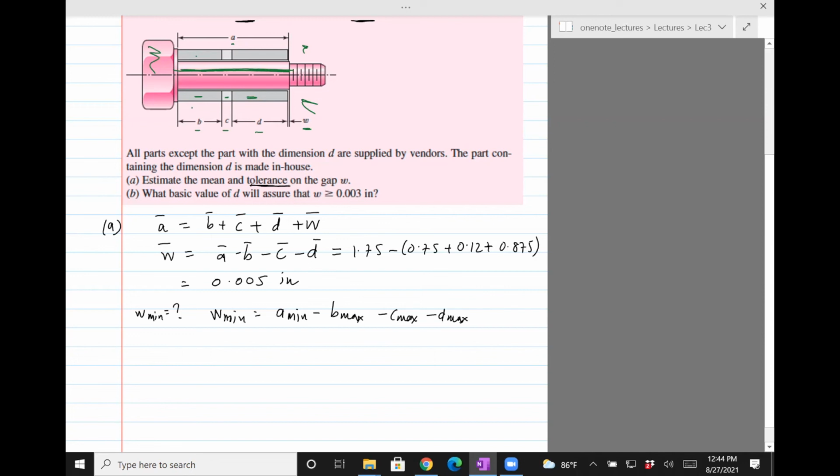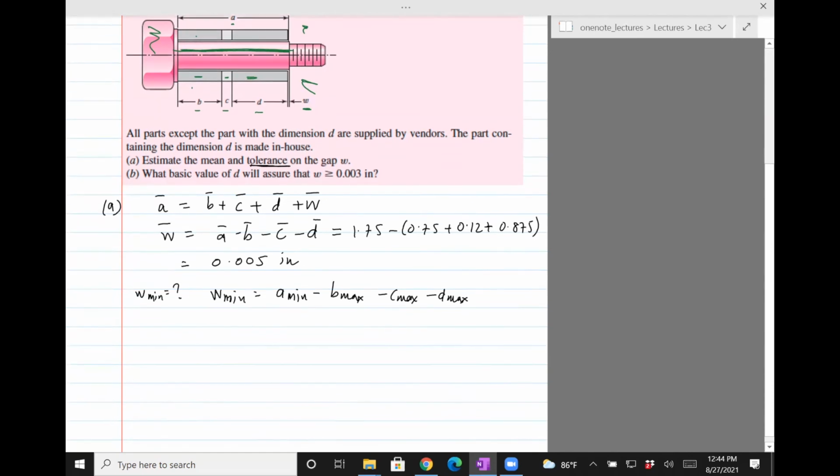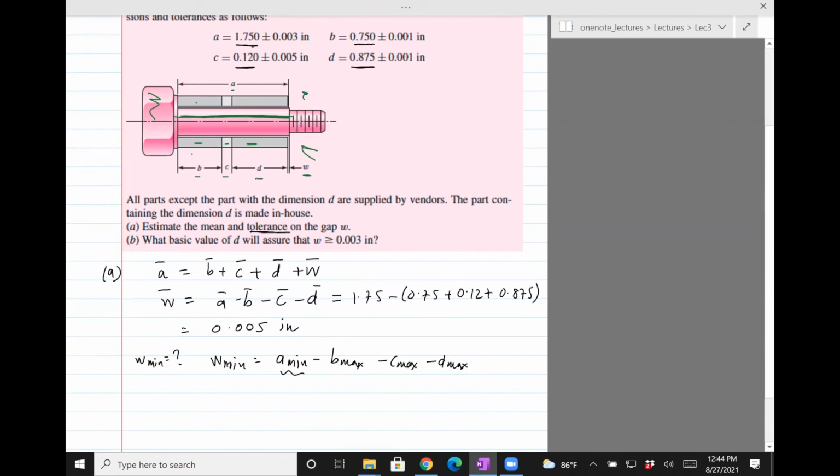Because the way this is set up, A equals B plus C plus D plus W, when you have the minimum on A and the maximum on B and C, that's when the W would be the minimum. Okay, and so we can find the minimum. It comes out to be, well, what's A minimum? It's basically 1.75 minus 0.003.